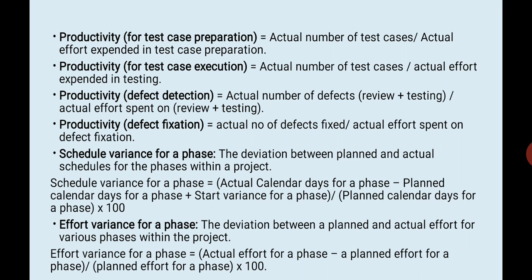What is effort variance for a phase? The deviation between planned and actual effort for various phases within the project. So effort variance of a phase is equal to the actual effort of a phase minus planned effort for a phase, divided by planned effort for a phase, into 100. You will all remember this formula as and when you practice. I don't expect you to mug up in one single go, but by the time you learn all these things.